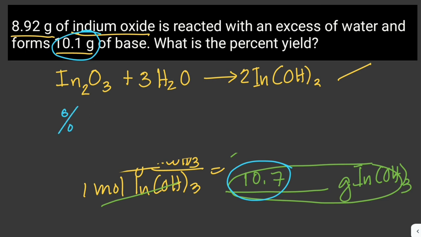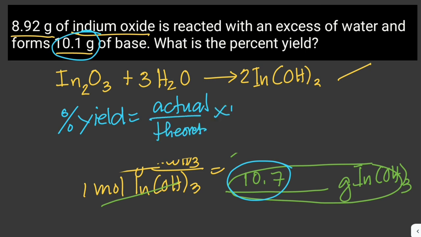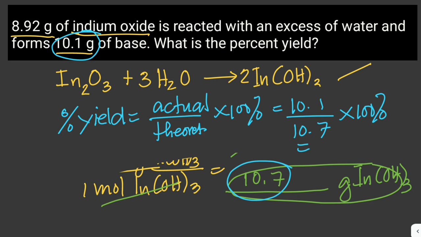The percent yield is just equal to the actual over theoretical times 100%. So this is 10.1 over 10.7 times 100%. This is just equivalent to 94.39% or approximately 94.4%. So that is our answer there.